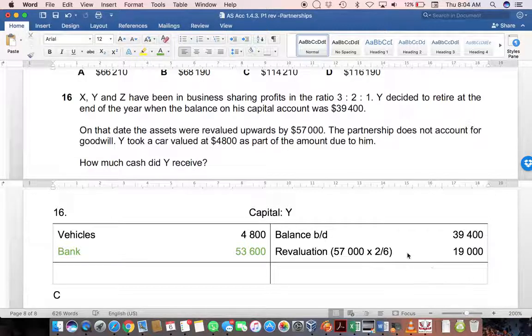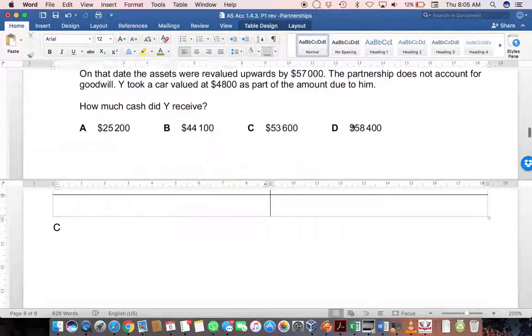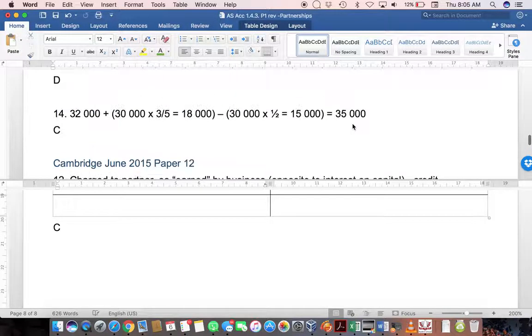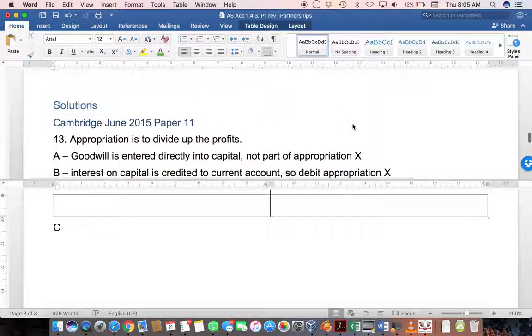There's no goodwill, so we don't need to put it in. But if there was, we would add goodwill over here, again in that same ratio. We are then told that he took out 4,800, so we need to debit the account by this 4,800 against the vehicles which were drawn out, and the missing figure 53,600 would be then the amount that he is paid out. This is obviously assuming that he does not have a current account or that his current account had a zero balance, simply because they haven't given us any further information about a current account.